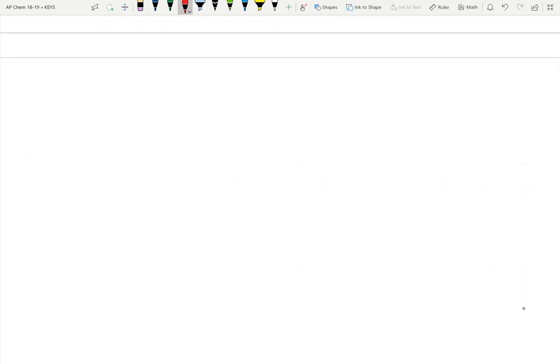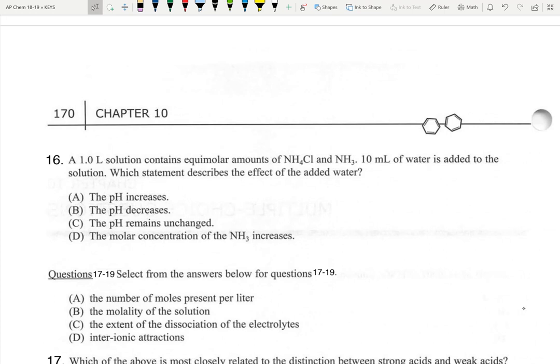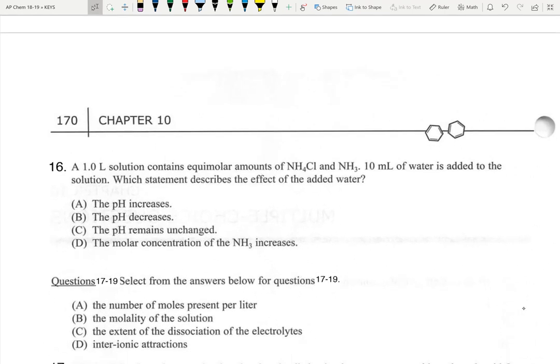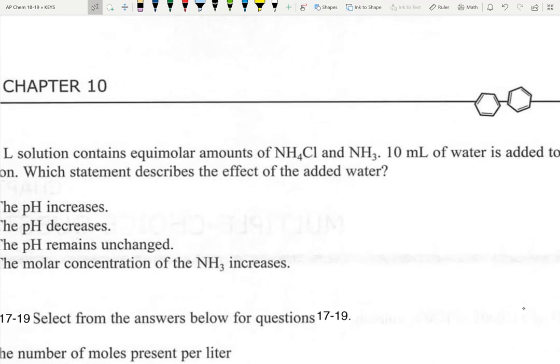All right, let's go on to the next page. Question 16. We have a solution containing equal molar amounts of NH4Cl and NH3. Look at those pairs. In a lot of these questions, when you're given a set where a solution contains 2 different species pre-mixed into the solution, it's often the case that you're talking about a buffer. And here we can see that it is.